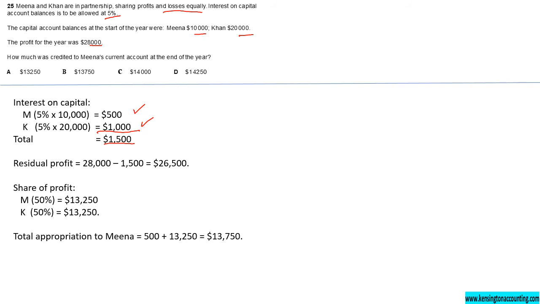The residual profit to be shared between the partners will be the total profit minus the total interest on capital, which is 28,000 minus 1,500, that's 26,500. So this is known as the residual profit, which needs to be shared equally, as stated, between the partners. Therefore, each will get half, 13,250. But the question is about how much Mina will get at the end of the year. So Mina will get the 500 of interest on capital plus the share of profit of 13,250, total 13,750. Therefore, the correct answer is B.